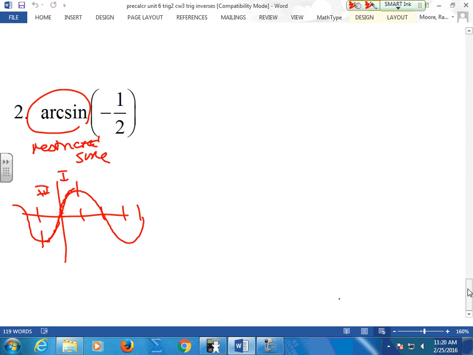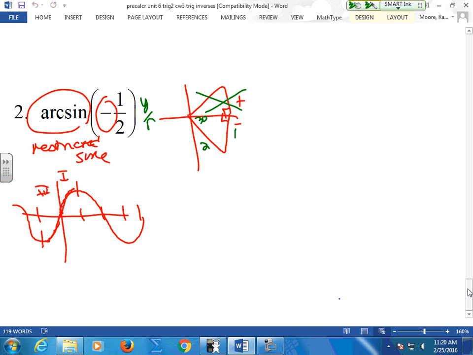Negative pi over 2 to positive pi over 2. So you don't have to memorize. You just have to get used to looking at your curve and stopping it before it fails a horizontal line test. So in 1 and 4, 1 is positive, 4 is negative. Which one do I want if I want the negative? I want 4, so now I label y over r. There's my 2, there's my 1. What reference angle am I?